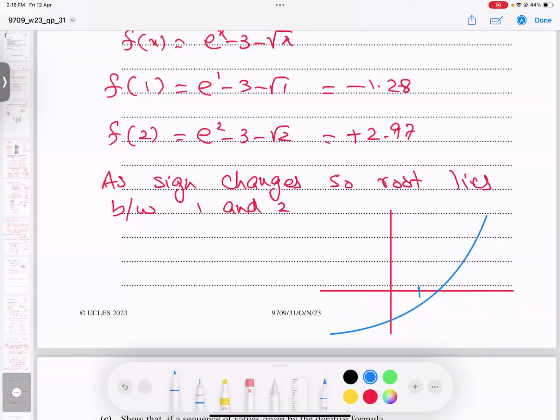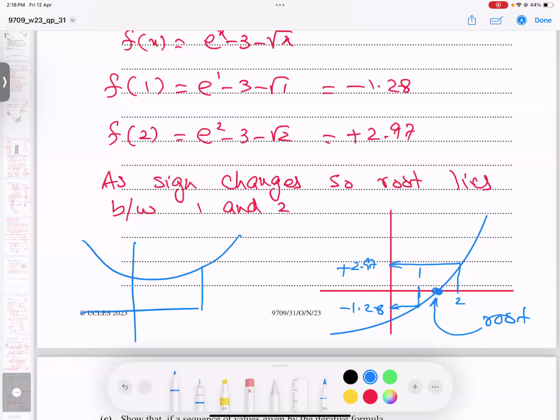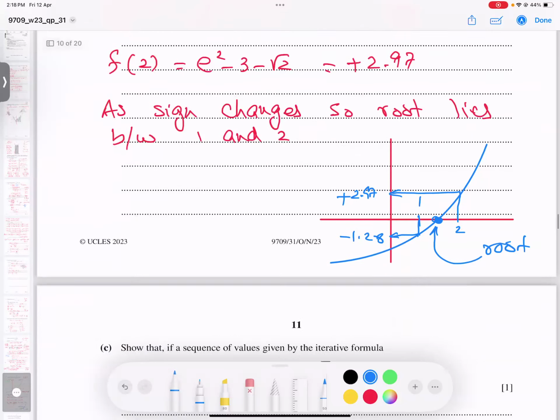Against 1, I'm getting a negative answer, negative 1.28. And against 2, I'm getting a positive answer, positive 2.97. It means a root is where the curve cuts the x-axis. When it cuts the x-axis, that is called a root. So as the sign changes, the root lies there. If it totally stays above, with all positive answers, the sign will not change, so a root will not exist there. I hope you got the idea.